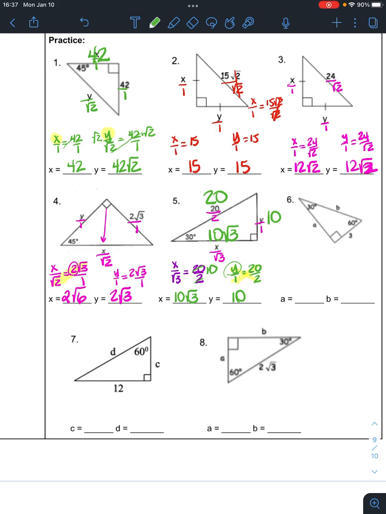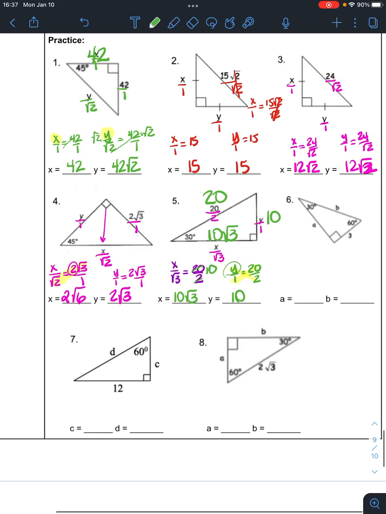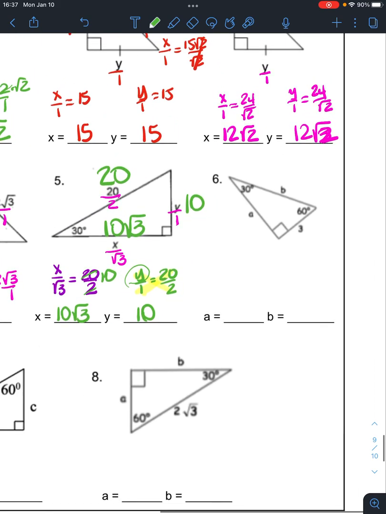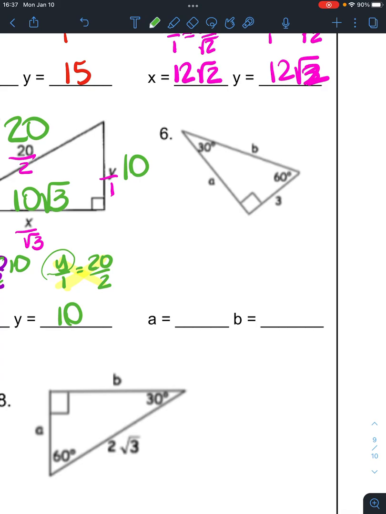Remember the pattern was the hypotenuse was twice as long as the short leg, and the long leg is the square root of 3 times the short leg. So there's your pattern if you start to see it. Okay, number 6. Again, the 1 goes across from the 30. There's your 30, so put it over 1.